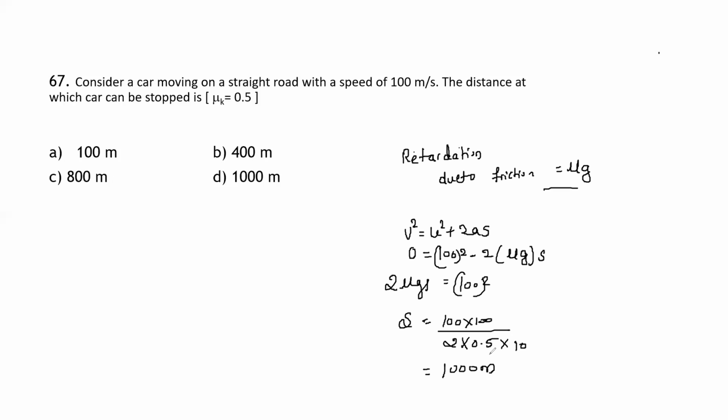So retardation due to friction is equal to mu into g. We have a formula, V square is equal to U square plus 2AS. That is 0 is equal to, simplified for distance traveled. Okay. Let us see the next question.